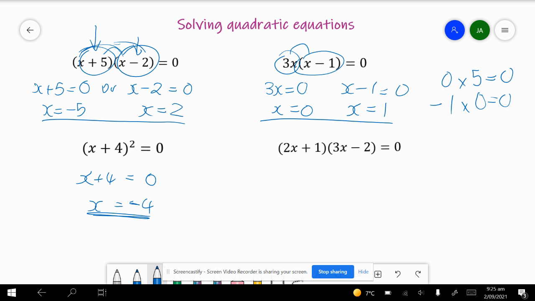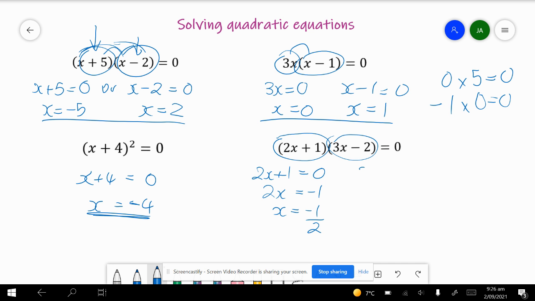This last one is a little bit different, just because it's got numbers in front of the x. But again, let each of the brackets equal 0, and then this equation would be true. So let's take the 2x plus 1 equal to 0. Take the 1 over first, so it becomes minus 1, and then divide by 2. And so there's one of my solutions.